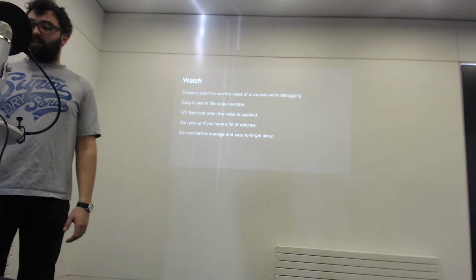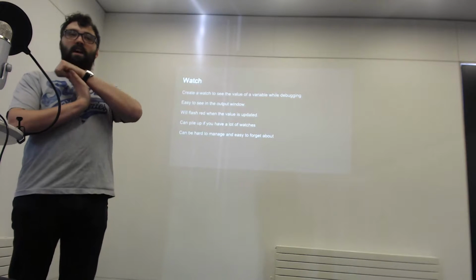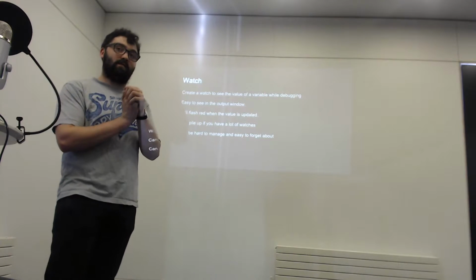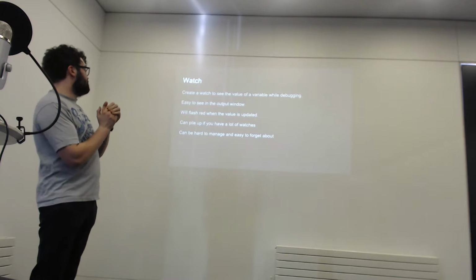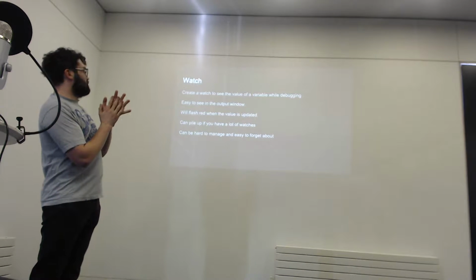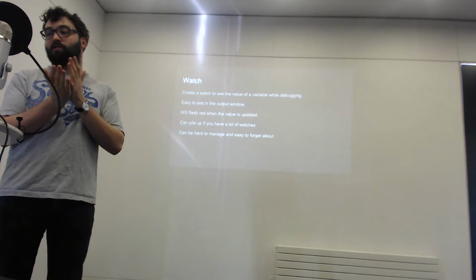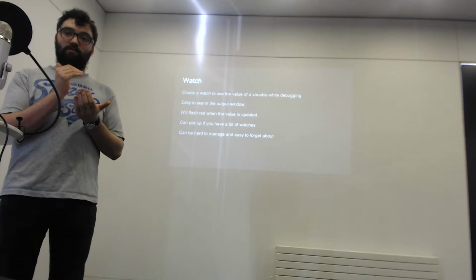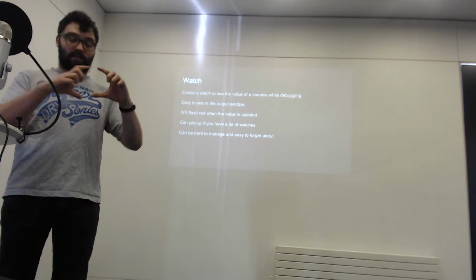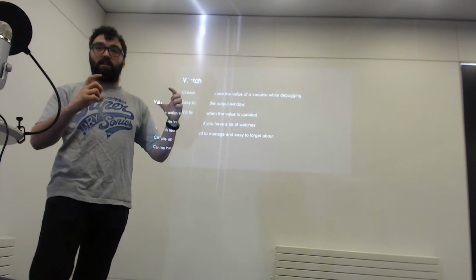So next thing we'll talk about is watches. If you're debugging in Visual Studio and you want to see what the value of something is, you can just stick a watch on it. What a watch will do is, if you're in the middle of debugging, it'll show you what the value of it is. It comes up in its own little window at the bottom of the screen.